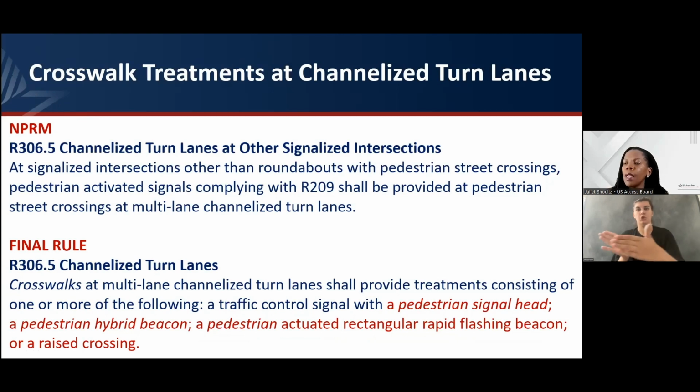These same treatment options are also seen in crosswalk treatments at channelized turn lanes. So again, in the NPRM, at channelized turn lanes at other signalized intersections, what we required was that pedestrian street crossings have pedestrian activated signals. In the final rule, we provide more options. So either a pedestrian signal head, a pedestrian hybrid beacon, a pedestrian actuated rectangular rapid flashing beacon, or a raised crossing.